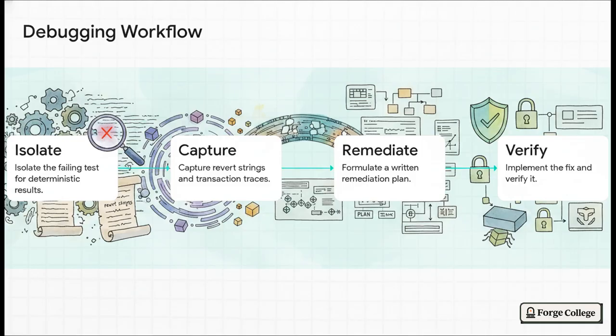Step 1, isolate the failing test so you can reproduce the error deterministically. Step 2, capture the exact revert strings, the transaction traces, and the exact storage state from before and after it failed. Step 3, sit back and write out a remediation plan, basically a solid hypothesis of exactly why it broke. And finally, Step 4, implement the fix and verify it. Boom! That is your blueprint for squashing those deeply hidden state bugs.